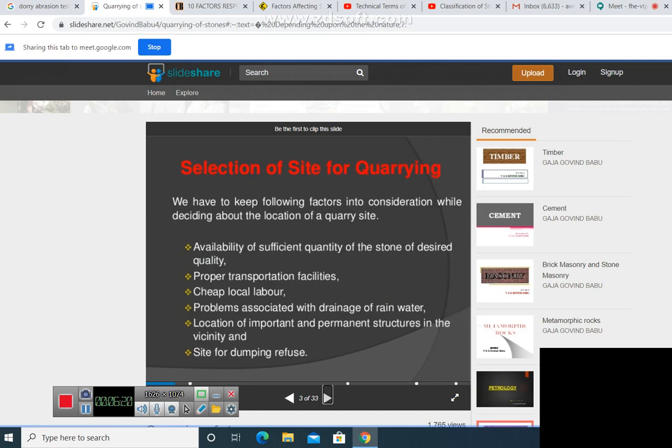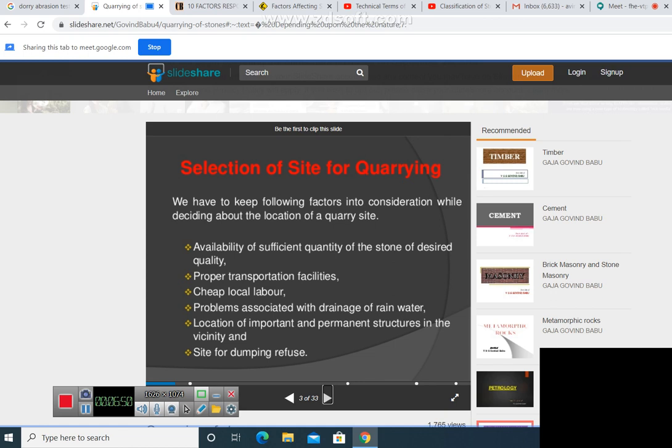Now selection of site for quarrying. If you are deciding to select the location of a quarry site, we have to keep the following factors into consideration. First of all, the quarry selected should be able to provide a sufficient quantity of stone, and that stone should be of desired quality. You should not be compromising either on the quantity or on the quality of stone. Both these things should be achieved.